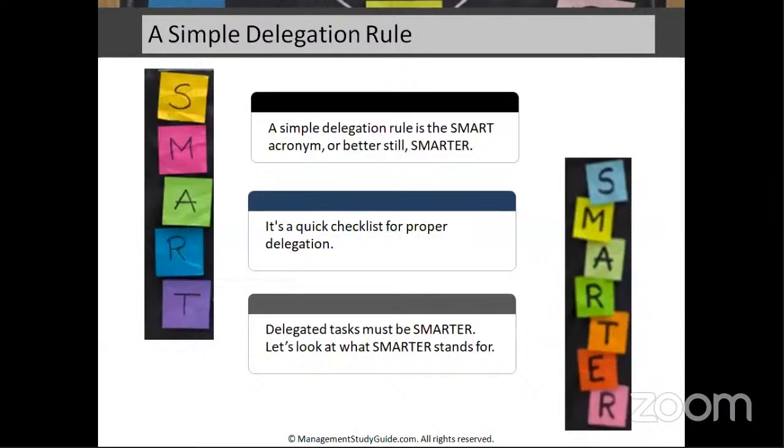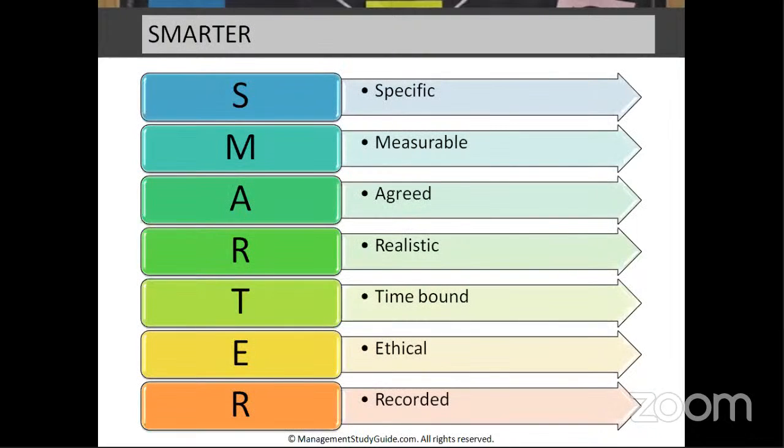A simple rule to delegation. A simple delegation rule is the SMART acronym, or better still, SMARTer. It is a quick checklist for proper delegation. Delegated tasks must be SMARTer. Let's look at what SMARTer stands for. Every delegation needs to be specific, measurable, agreed, realistic, time-bound, ethical, and recorded.